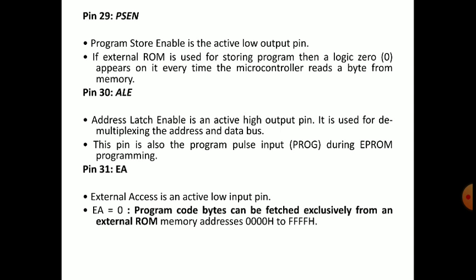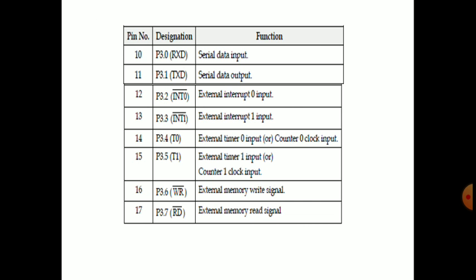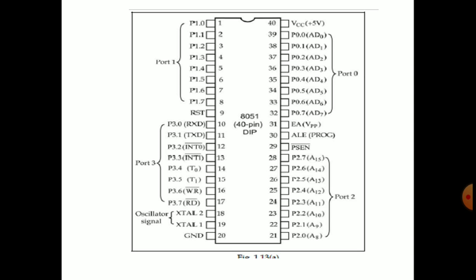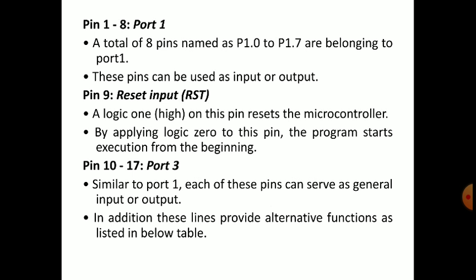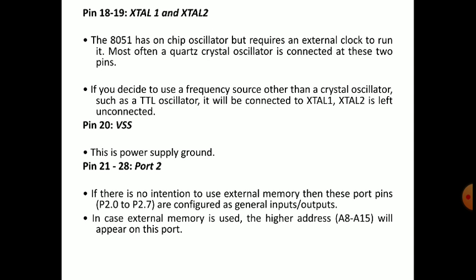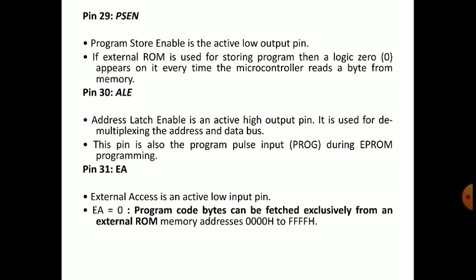Address Latch Enable is an active high output pin. It is used for demultiplexing the address and data bus. That means we have AD0 to AD7 on the port pins 32 to 39, that is port 0. AD means address and data bus. Both are multiplexed on that particular bus. Then we have to demultiplex at the receiving end, so we can separate them and use them efficiently. For that demultiplexing, we will use this ALE pin.